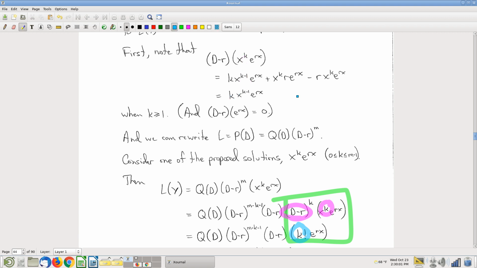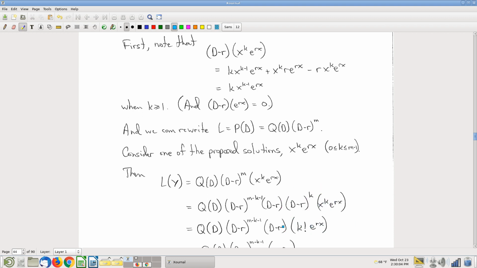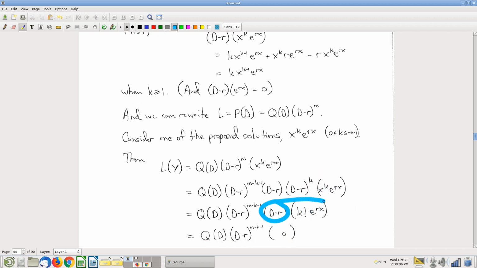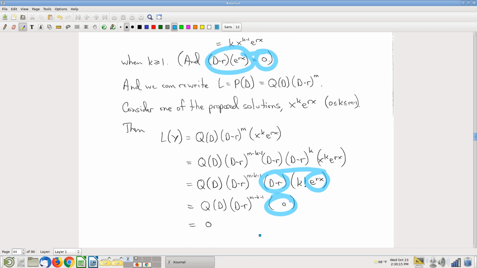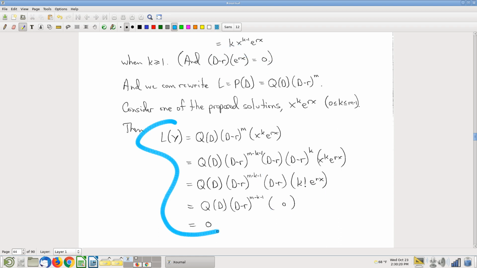And then lastly, what does D minus r do to a regular exponential? Well, direct calculation gives you 0, and that means that L of y is 0, and therefore this proposed solution worked. So we just proved that theorem. When you have a root with a multiplicity, multiplying by an extra factor of x, like we did there, up to one less than the multiplicity, always gives you solutions.